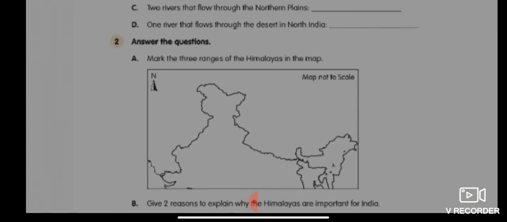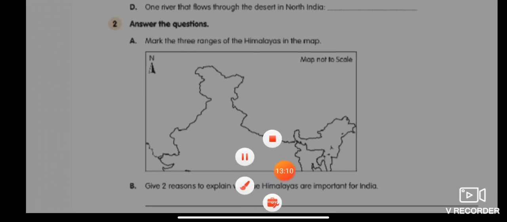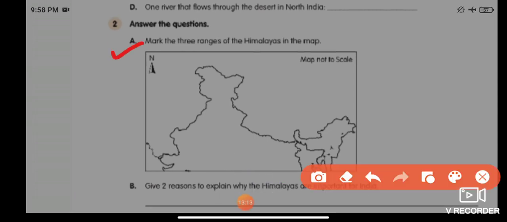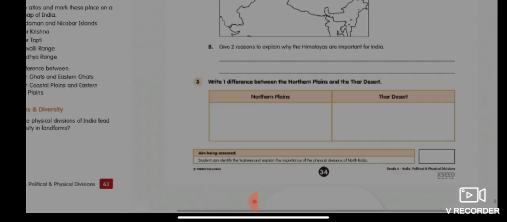But before that, let me just give you a brief explanation of how you're supposed to do it. You have to mark the three ranges of the Himalayas on the map. So this is the map given, right? You have to indicate the three ranges in the Himalayas. So that's it.